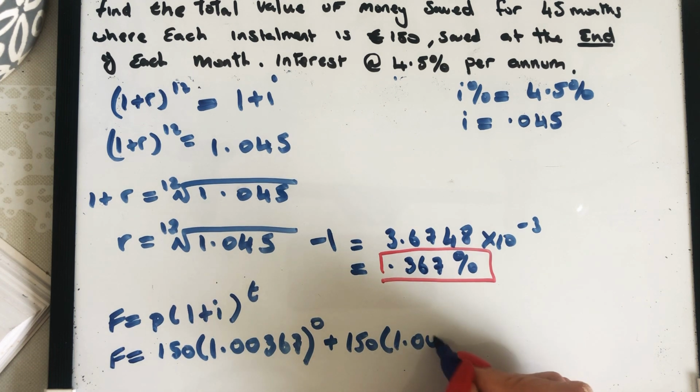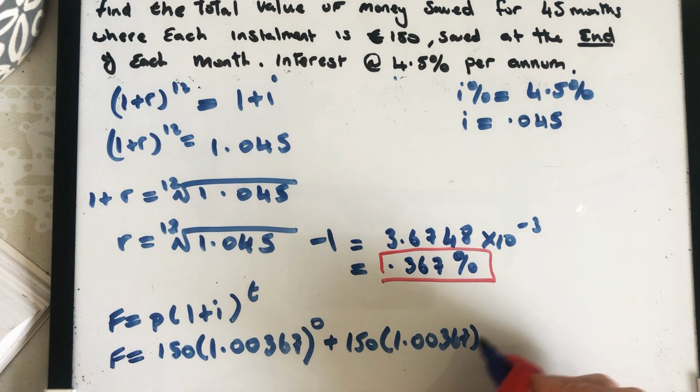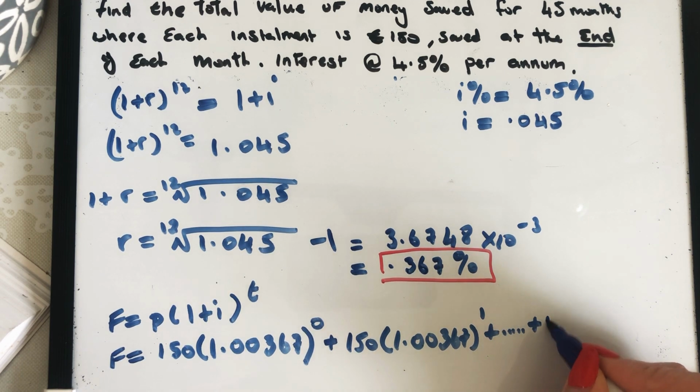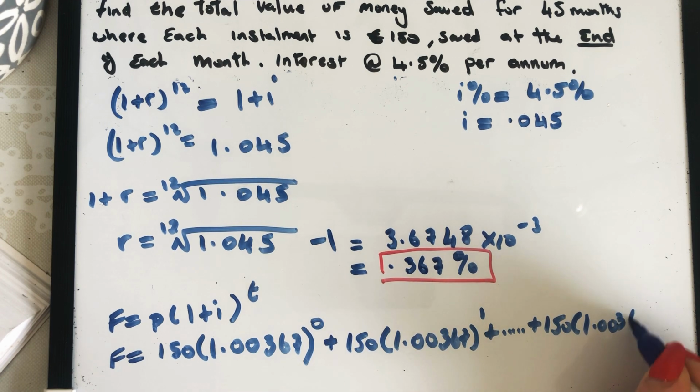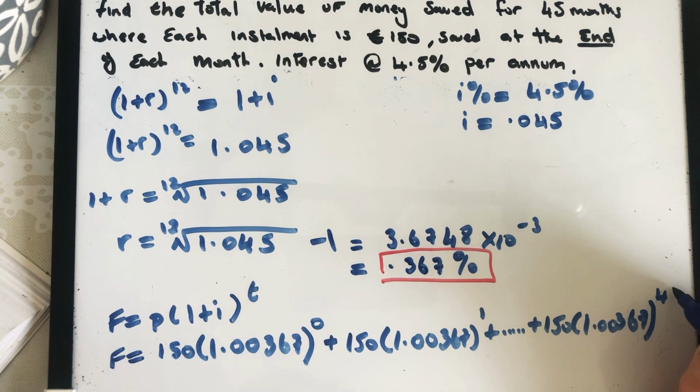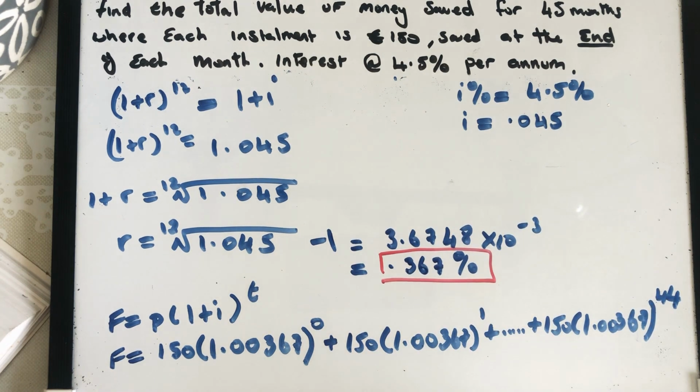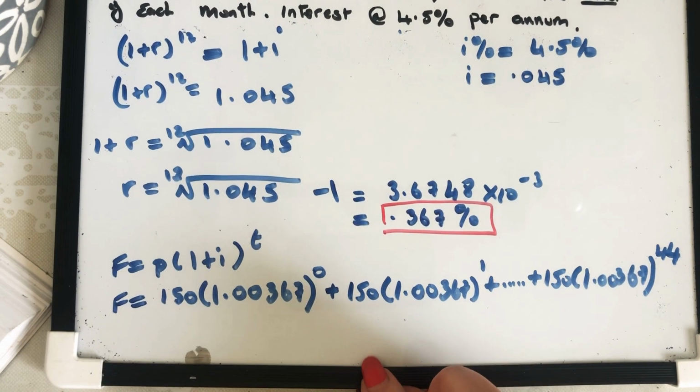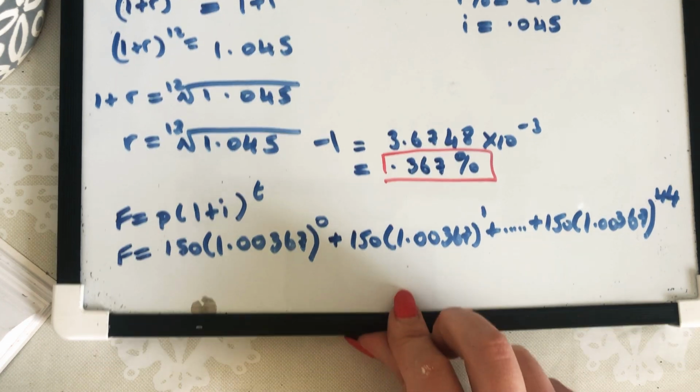So then our next term will be to the power of 1. And then our last final term, well, you can see here that we're saving for 45 months and we've used up one of our months, which is 0. So we now have 44 as our power. Okay, so that is our geometric series done. So let's move that up there.